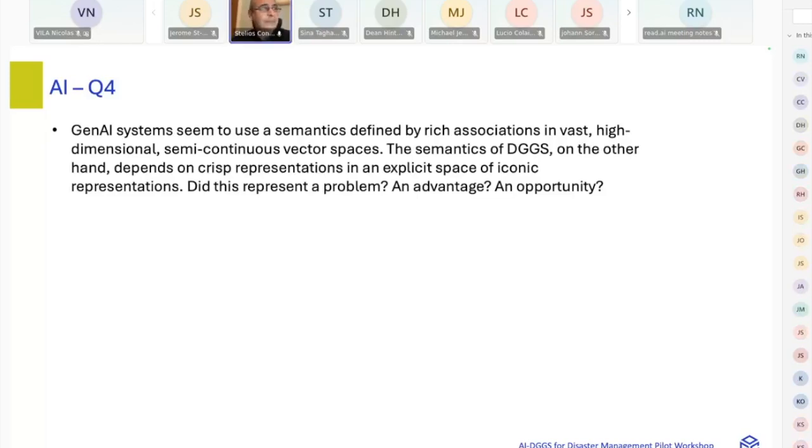What do you think? I think we are discussing again the glue between Gen AI and DGGS. But yeah, this is Jim.